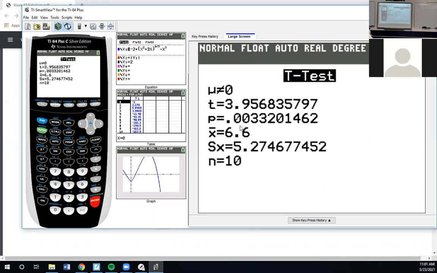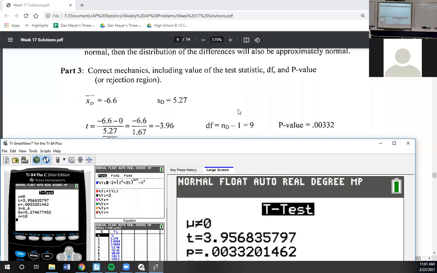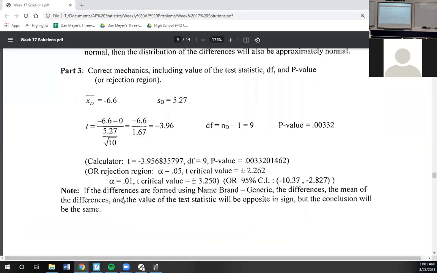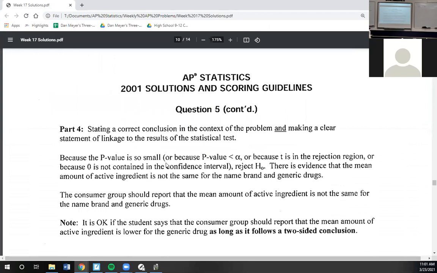And there's your t-score and p-value. Make sure you put degrees of freedom as well. You can get the mean and standard deviation from there to put in your formula. So the p-value was less than our alpha level. Reject the null hypothesis. There is evidence that there is a difference, or that the mean difference is not 0.